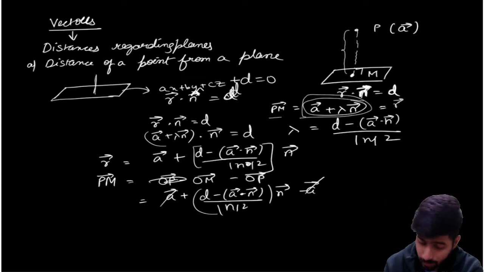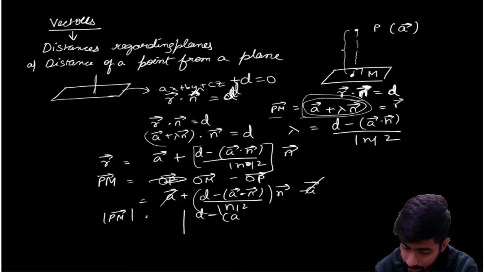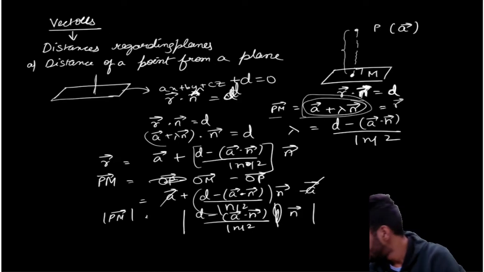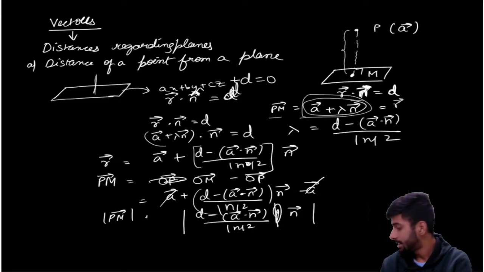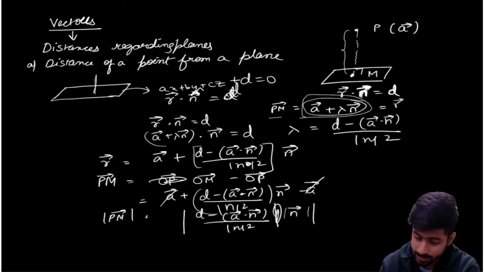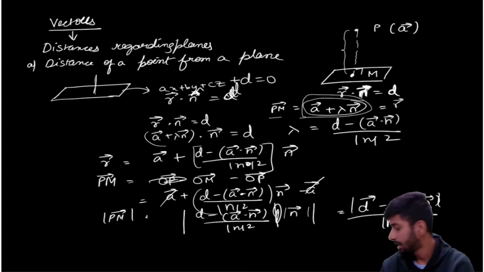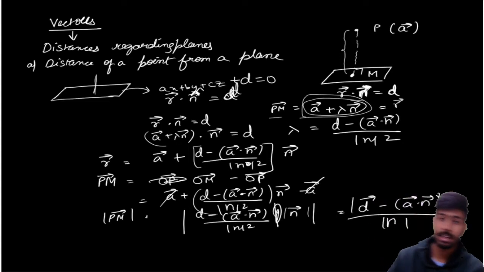Now if you need the magnitude of this, it's the magnitude of d minus a dot n divided by mod n square, into n bar inside the mod. This also will become mod, and this mod and this will get cancelled. So ultimately what you'll have is d minus a dot n divided by mod n, and this is the final length that you have.